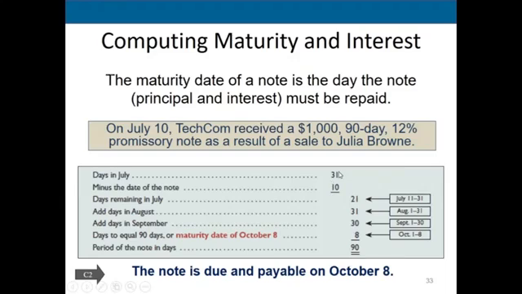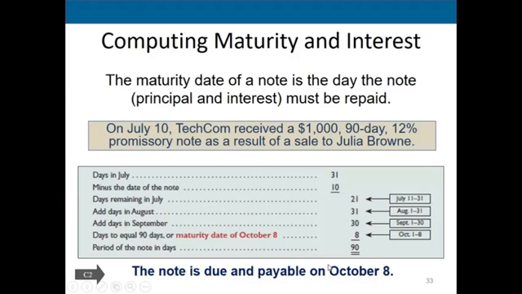Days in July, there's 31 days and we signed this note on the 10th. Therefore, we have 21 days remaining in July. Well, if you take that 21 plus the 31 days of August plus the 30 days of September, we realize that it only takes us another 8 days in October to get to that 90 days. Therefore, the due date of this note is October 8th.